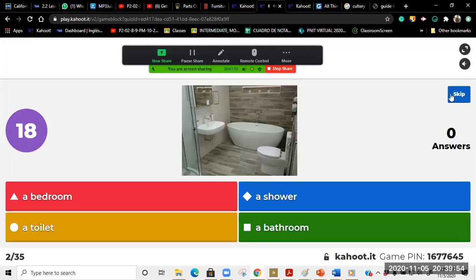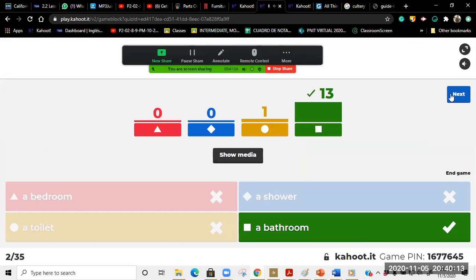What is this? Let's see. A bedroom, a toilet, a shower, or a bathroom? A bathroom. Very good. Excellent. For those of you who said a bathroom. Pero ¿qué pasa? No era un bathroom. ¿Se fijaron en la foto? Did you look? It was not a bathroom. It was a lavatory. Excellent. It was a bathroom, yes, but it was actually a lavatory. Pero ellos no lo sabían, solo nosotros.